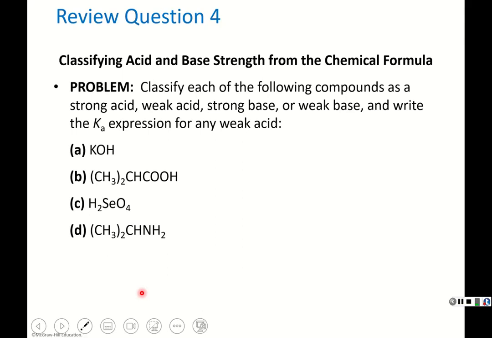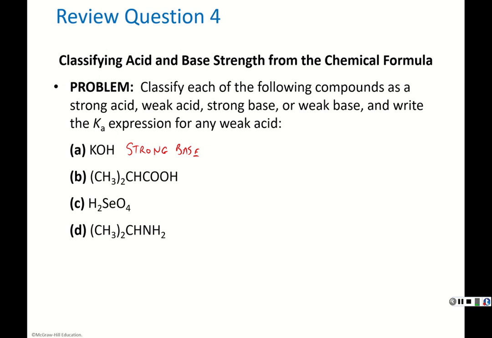Okay, so let's try another practice question or review question. Classify each of the following compounds as a strong acid, weak acid, strong base, or weak base. Okay. And then write the Ka expression for any weak acid. Okay, so for A, this is a strong base, right? Because it has an OH in its formula coupled with that potassium. So in solution, that dissociates and gives a much higher concentration of OH minus.